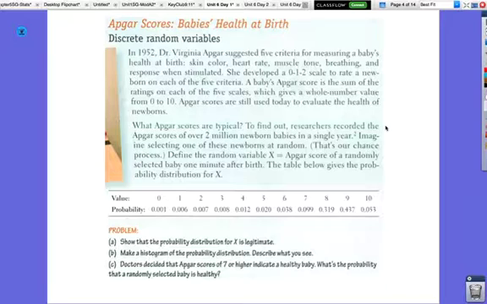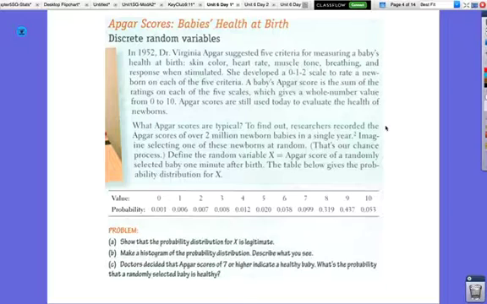In 1952, Dr. Virginia Apgar suggested 5 criteria for measuring a baby's health at birth: skin color, heart rate, muscle tone, breathing, and response when stimulated. She developed a 0, 1, 2 scale to rate a newborn on each of the 5 criteria. A baby's Apgar score is the sum of the ratings on each of the 5 scales, which gives a whole number value from 0 to 10. Apgar scores are still used today to evaluate the health of newborns.